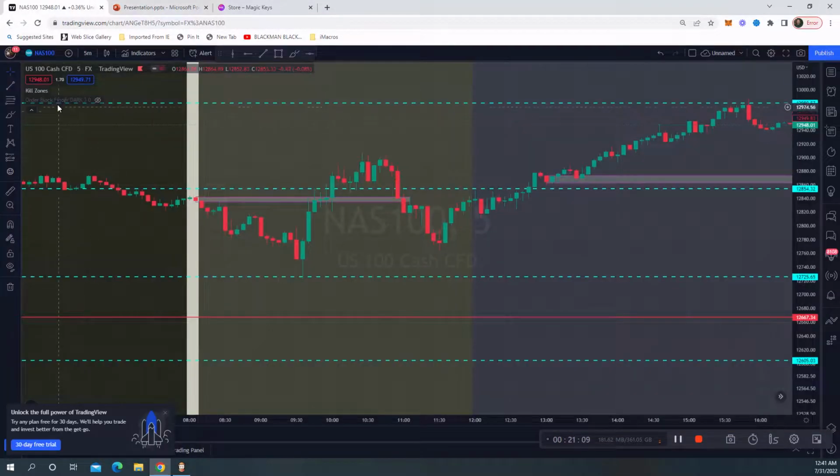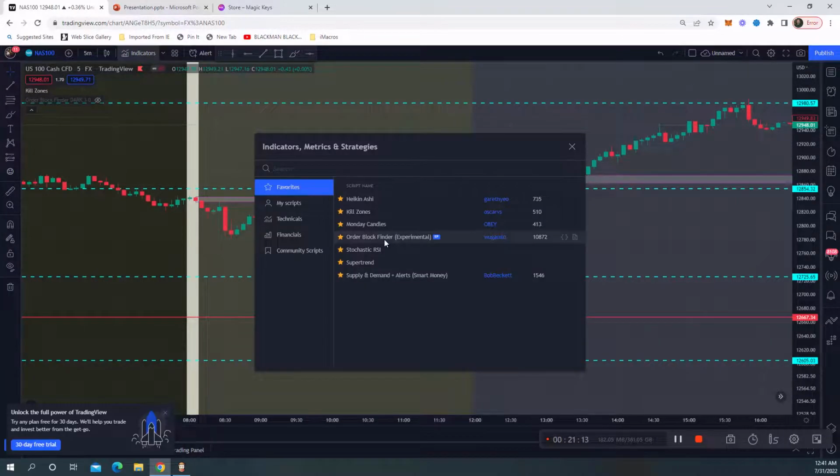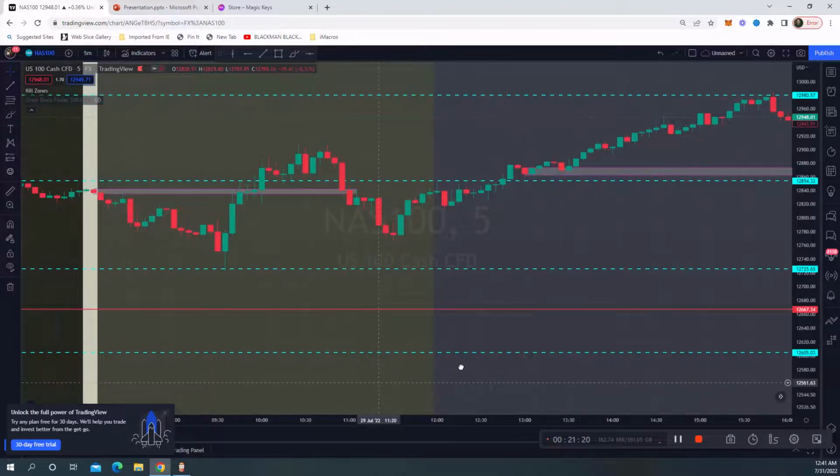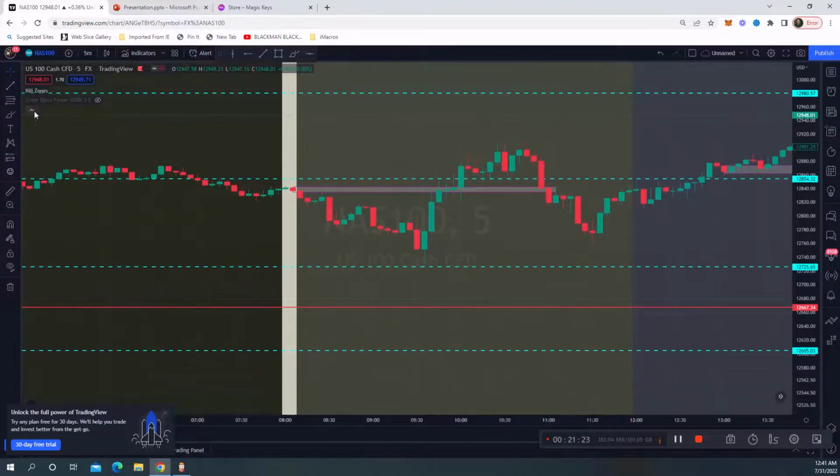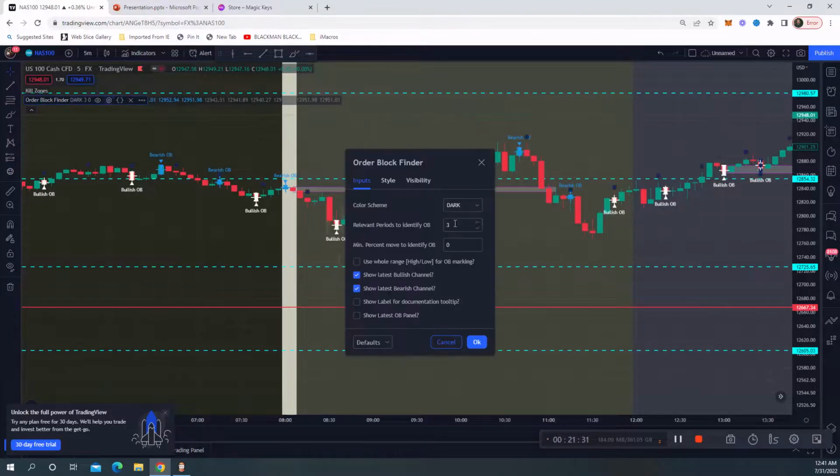Order blocks, you want to go to your indicator. You want to do your order block that I showed you, this one here. Okay, that's the one you want. And then when you put it on your system, the only thing you have to change is in settings. This will come up as 5, the relevant period. Bring it down to 3 because when you have it at 5, it's going to have way more order blocks than you want. 3 is pretty comfortable.